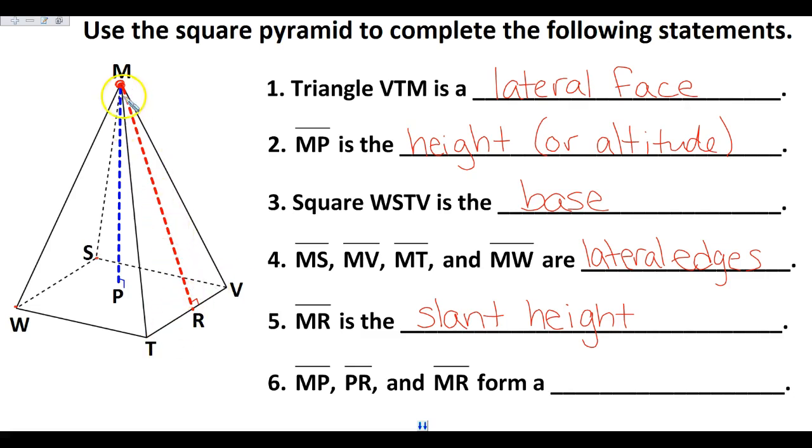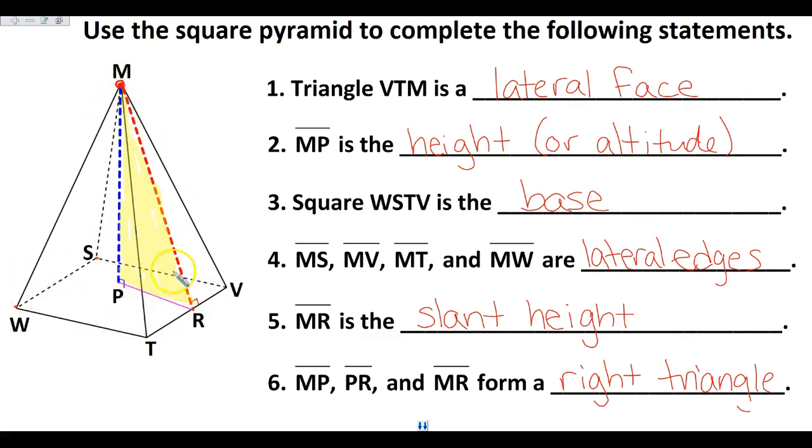All right, then we have MP, MR, and PR. So we don't have PR drawn in here. So let's take a look at what PR would look like. If we look at PR right here. So what they're asking is, what do these three segments form? And that answer is a right triangle. Okay, so these form a right triangle.